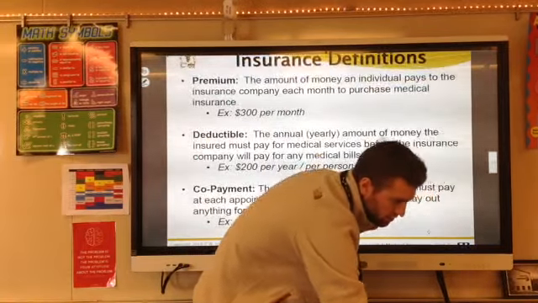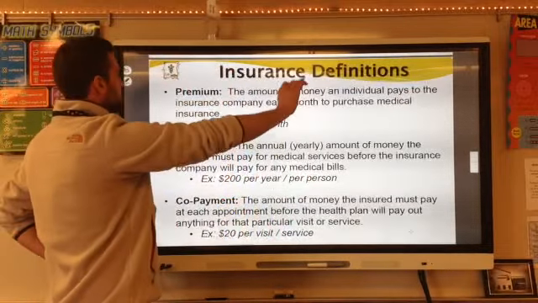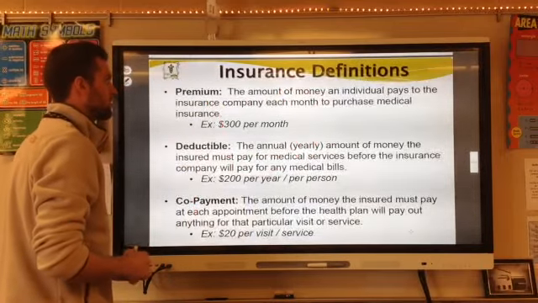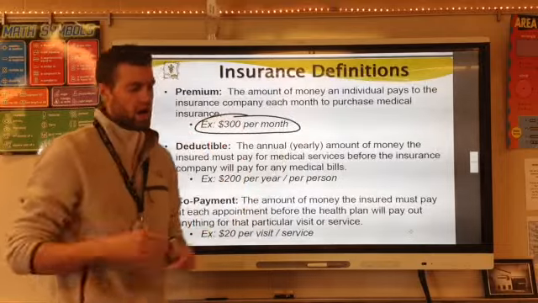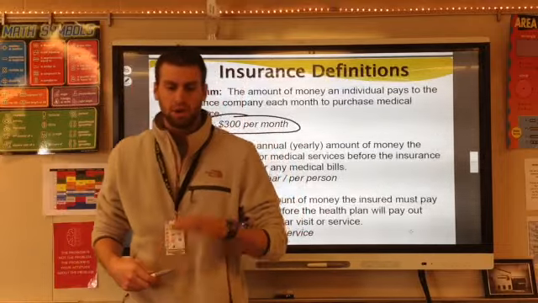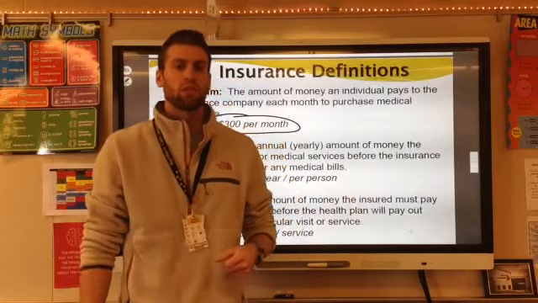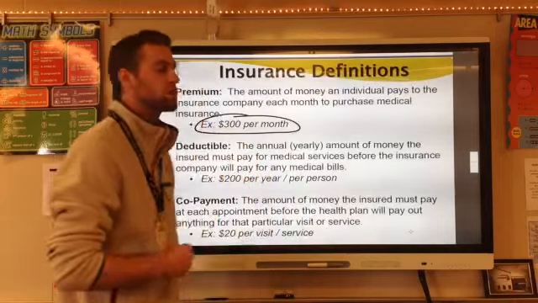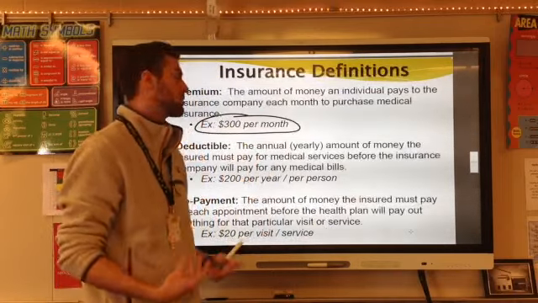Alright, these are the definitions that you need to write down. Okay, a premium is that amount of money an individual pays to the insurance company each month. Each month is a premium. So if I go to my insurance agent, I'm like, I want health insurance. And he says, okay, that's going to be $400 a month. Or let's just use $300. Alright, that's going to be $300 a month. That's my premium. $300 per month is a premium.